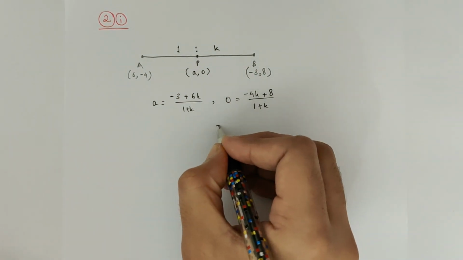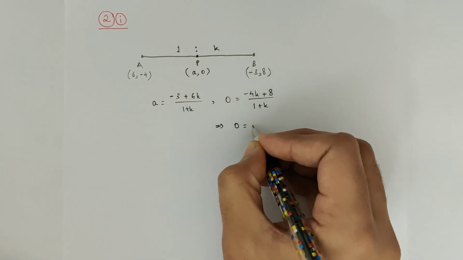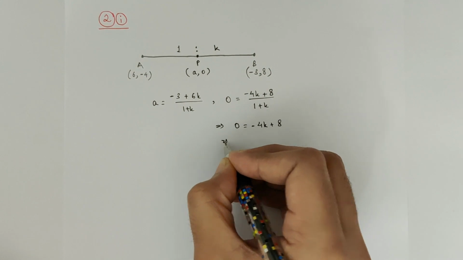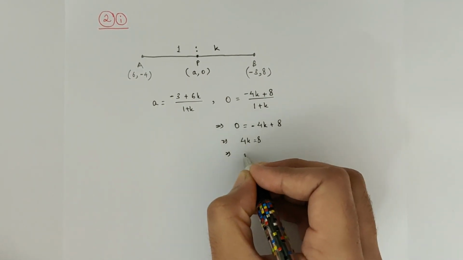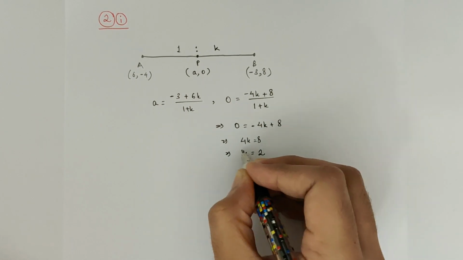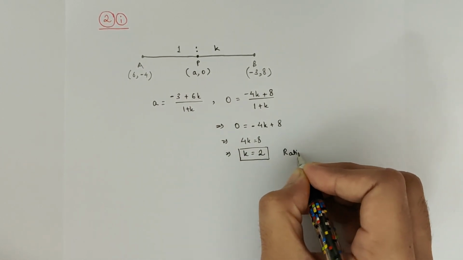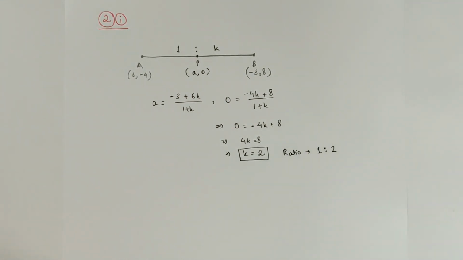Let's do that. So 1 plus K will go over there, that becomes 0 is equal to minus 4K plus 8. Therefore 4K is equal to 8. Therefore K is equal to 2. So the ratio is 1 is to 2, which is the answer. Simple.